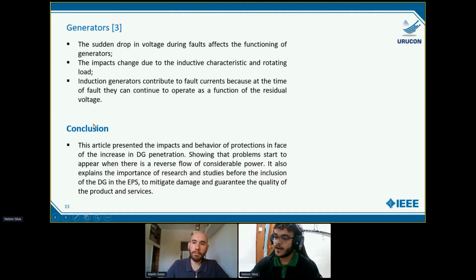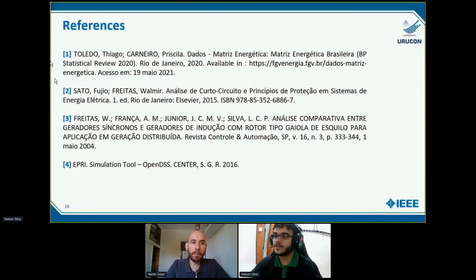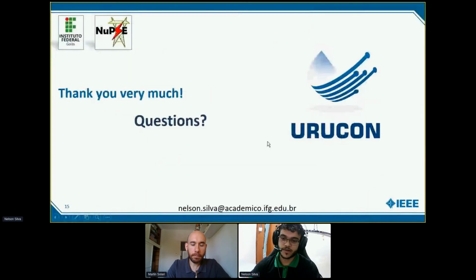And the conclusion is that this article presented the impacts and behavior of protections in face of the increase in DG penetration, showing that the problems start to appear when there is a reverse flow of considerable power. It explains the importance of research and studies before the inclusion of DG in the grid to mitigate the damage and guarantee the quality of the product and service. This is the reference, and thank you very much.